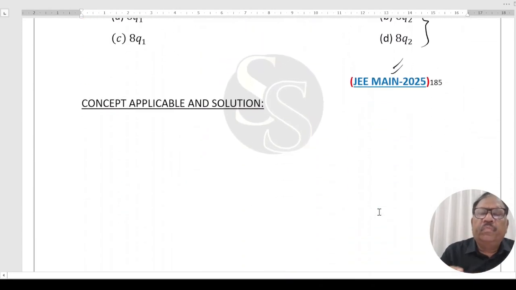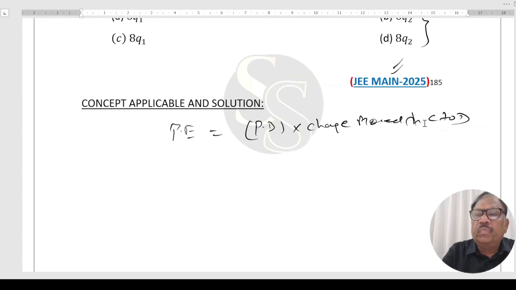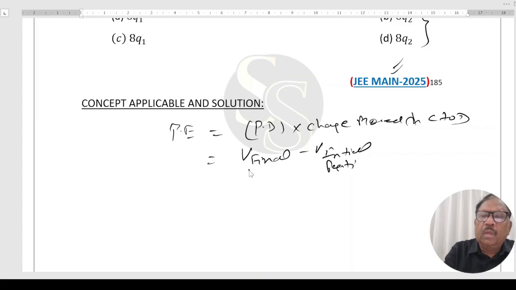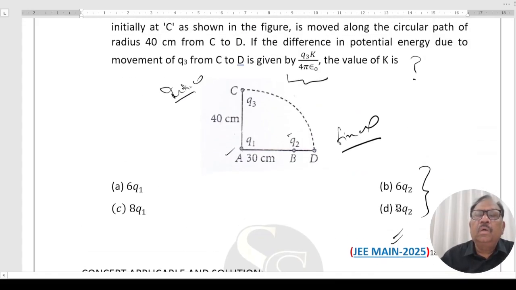Now, you have to find the potential energy due to movement of Q3 from C to D. The potential energy will be equal to potential difference into charge moved from C to D. That is V final minus V initial, where the final position is D, into Q3. This comes out to be VD minus VC.